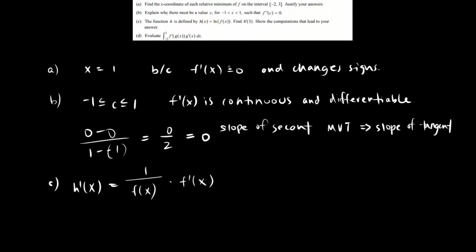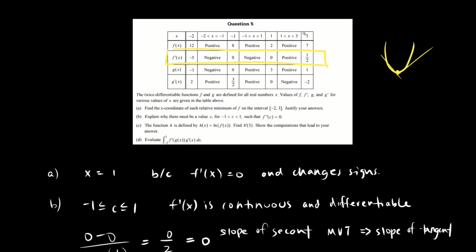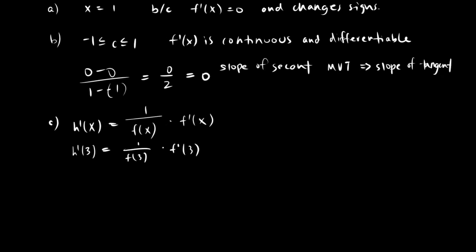Now we evaluate both sides at x equals 3. So h prime of 3 is equal to 1 over f of 3 times f prime of 3. Looking back at our table, we can see that f of 3 is 7, and f prime of 3 is 1/2. So this becomes 1 over 7 times 1/2, which is equal to 1 over 14.